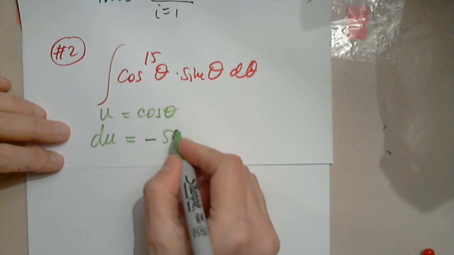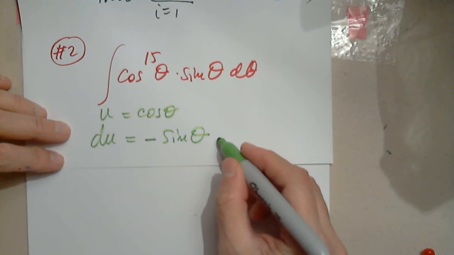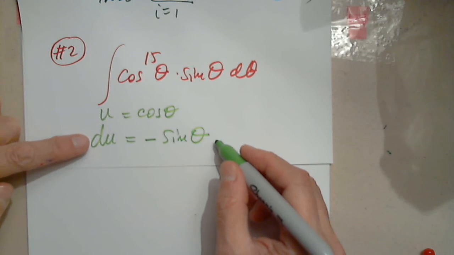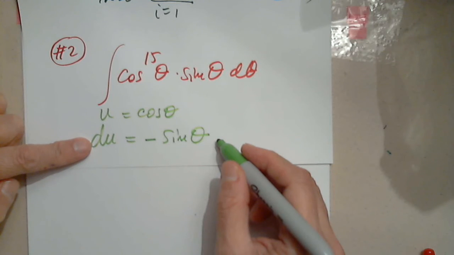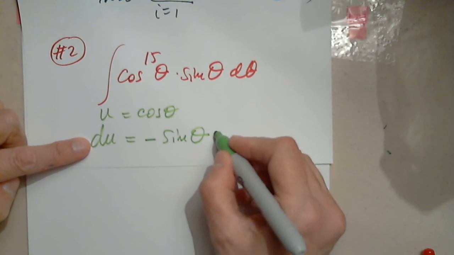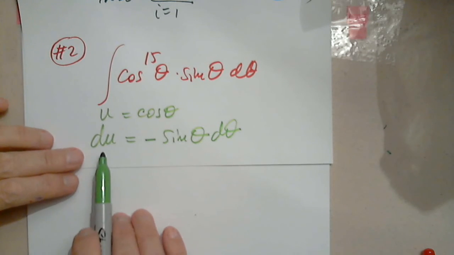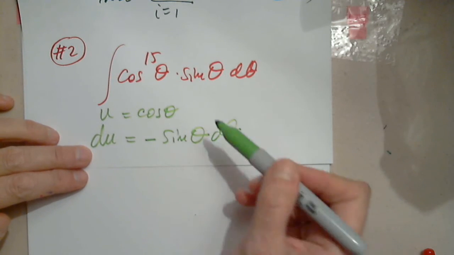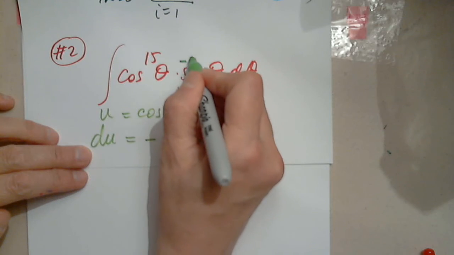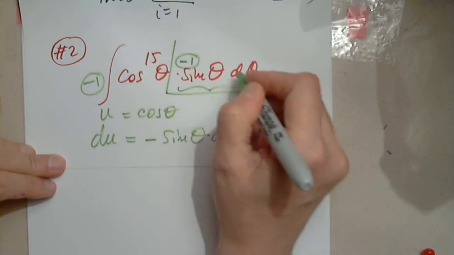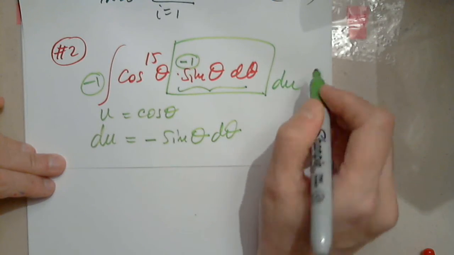Very good. But that's not enough. I'm not asking for the derivative. I'm asking for the differential. We know there is d theta. Very good. So do I have du in the problem? No problem. Sure, it's right here. What I don't have, I'm going to multiply by -1 twice. And now this piece is du.